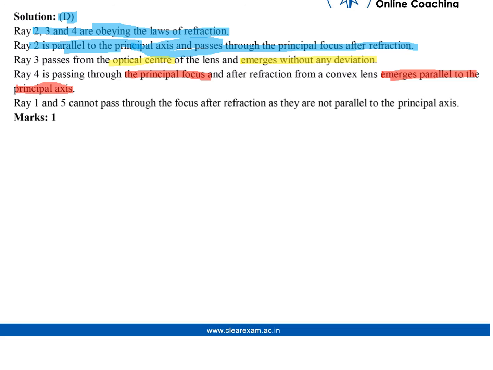And ray 1 and ray 5 cannot pass through the focus after refraction as they are not parallel to the principal axis. Thank you.